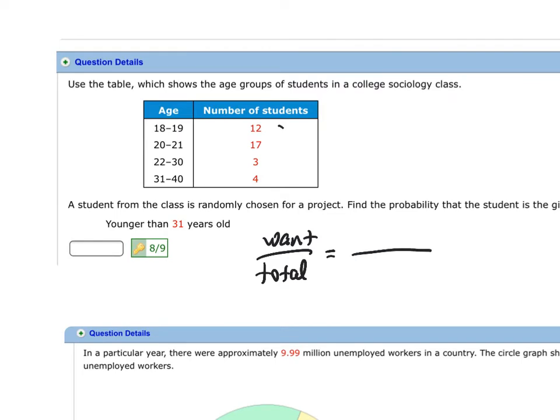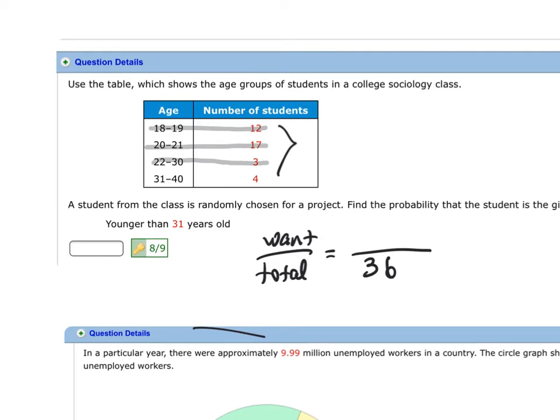Guys, how would I figure out how many total students we're talking about? Can I add them up? I could add them, right? So 12, 17, and 7 is what? 36. All right, 36 students. And I want younger than 30. So would you guys agree with me that this age group is younger than 30? Or 31, sorry. And this one's younger than 31, correct?